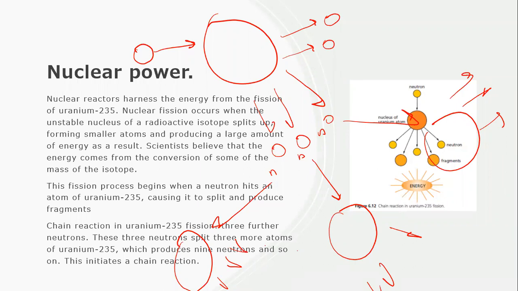You start with one neutron, and it is going to hit the nucleus of uranium and start splitting it apart into smaller fragments and neutrons. The number of neutrons is going to keep on increasing, and they will keep on breaking further nuclei down, and that is going to start a chain reaction.